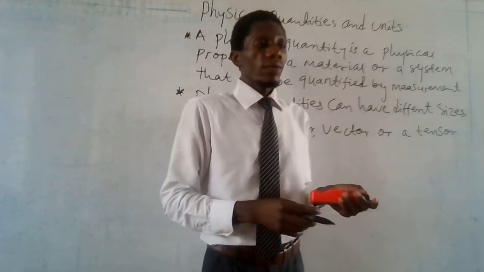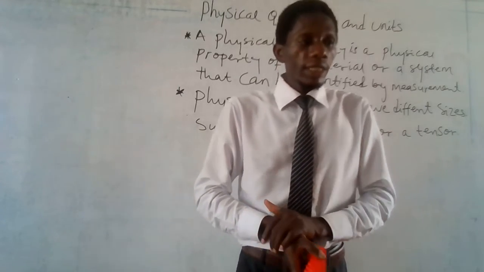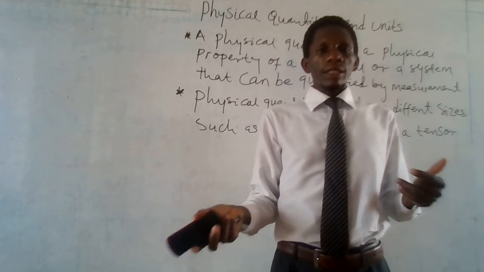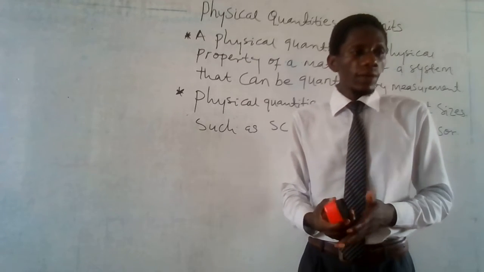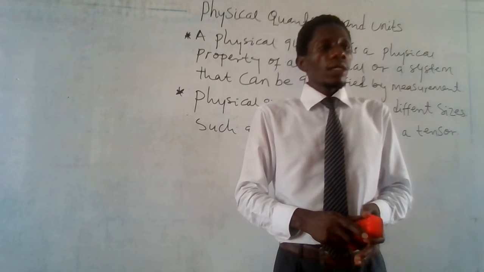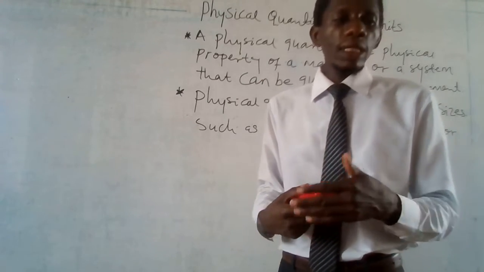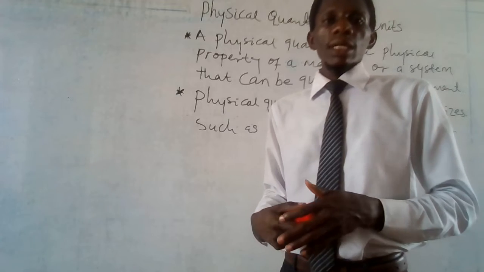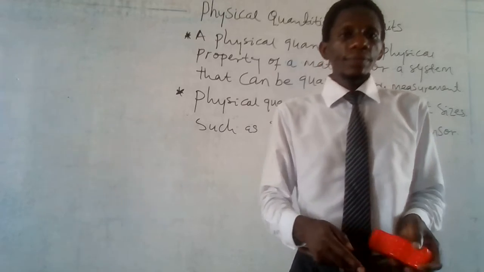Now, scalars. What are scalars? A scalar is a physical quantity that has magnitude but does not have a direction. Symbols for physical quantities are usually chosen to be single letters of the Latin or Greek alphabet and are printed in italic type.